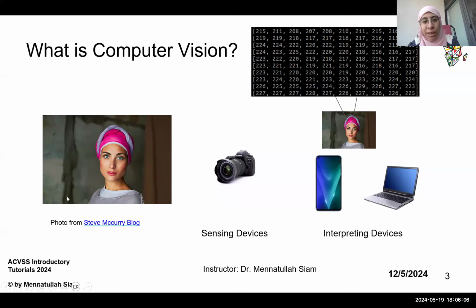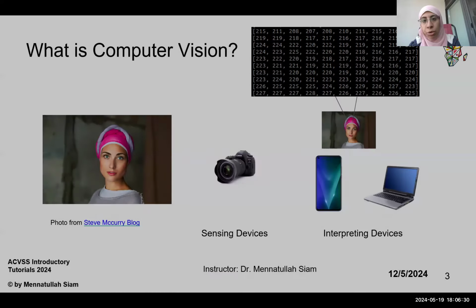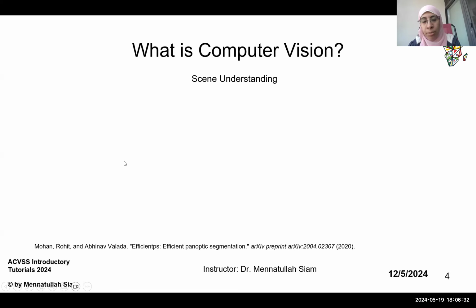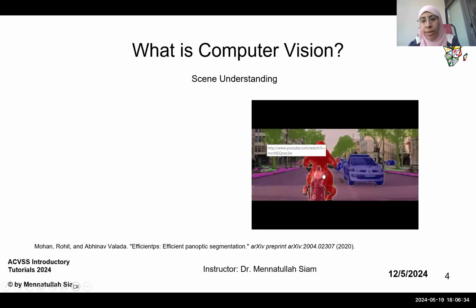So we all know that at the end, computer vision is like an umbrella of multiple methods that are trying to understand what is in an image. And usually the sensing device is just a simple RGB camera, but it can be more advanced sensing devices beyond that. And we're trying to work on the algorithms that will interpret these images. So this could go from scene understanding, like trying to identify the different pixels.